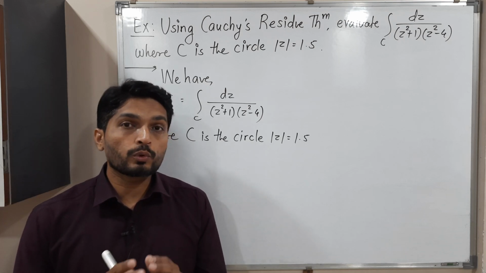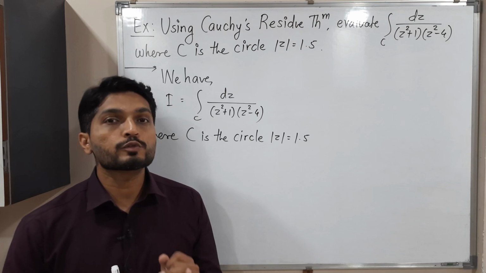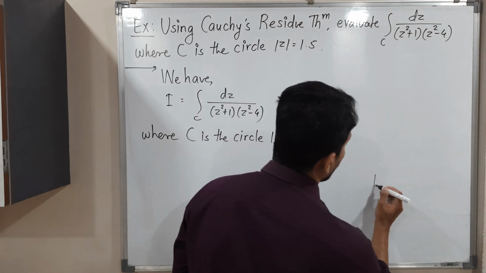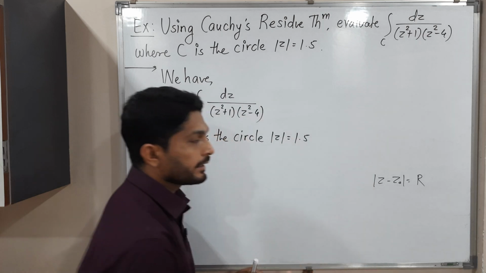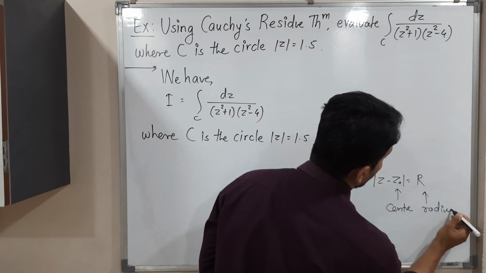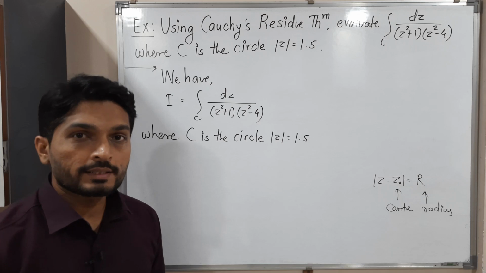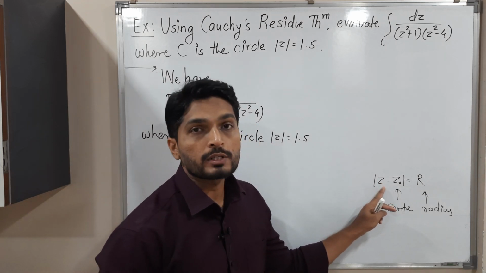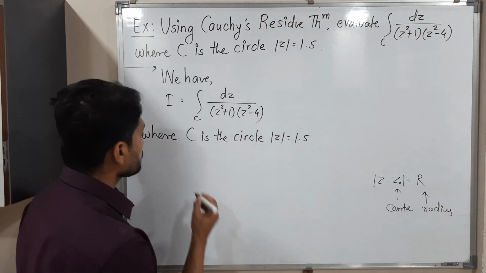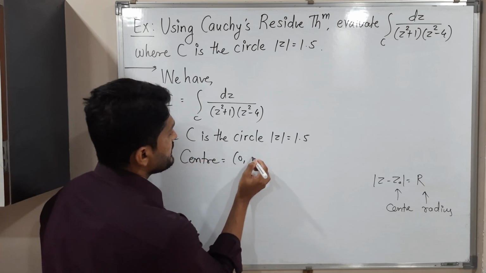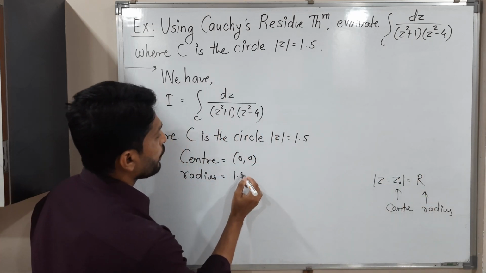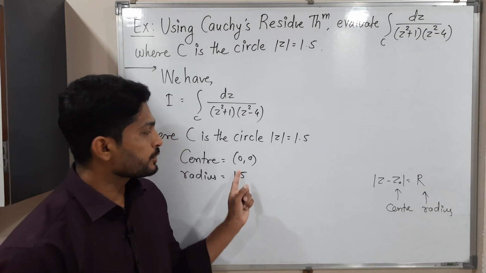Let us draw the circle, but to draw it we need the center and radius. So let us first find the center and radius. I will compare the given circle with the standard equation of a circle, where Z0 is the center and R is the radius. Here only mod Z is there, but in the standard equation we have mod Z minus Z0. It means Z0 is 0, so the center of the circle is 0, 0. Comparing the right hand side, R is equal to 1.5. That means we have a circle with center 0, 0 and radius 1.5.